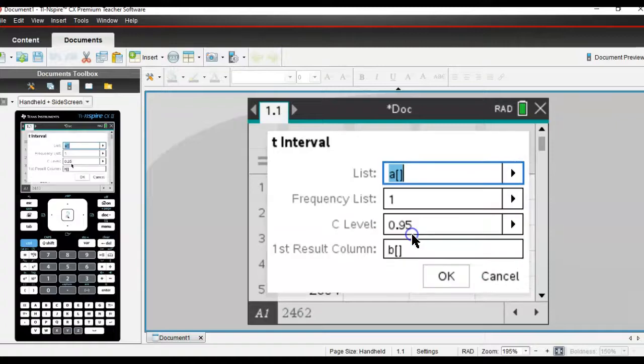I'm going to say, okay, this is great. Notice it's not going to ask me for x-bar or s. It's going to say, hey, where's your data? Where's your list of numbers? And since it's in column A, that works out really nicely. And I have a frequency of 1, which is good.